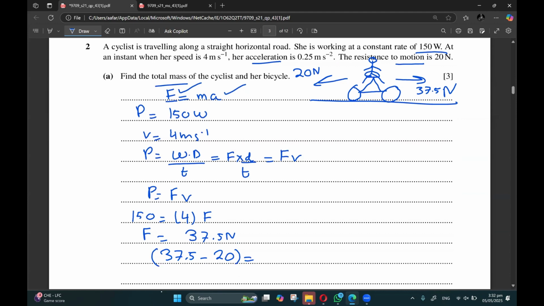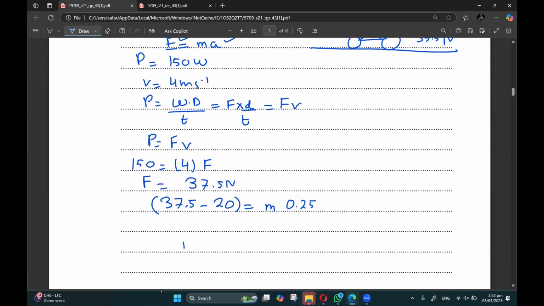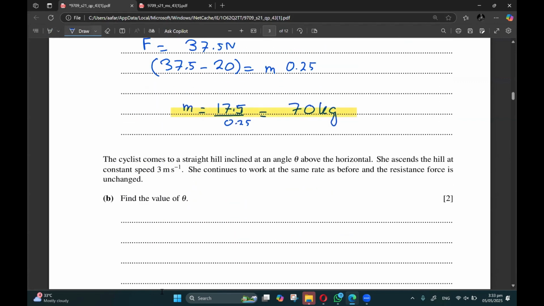37.5 minus 20 is equal to mass into acceleration, from F is equal to ma. So m we get is 17.5 over 0.25. The total mass of the cyclist is 70 kg. You understand? Okay.